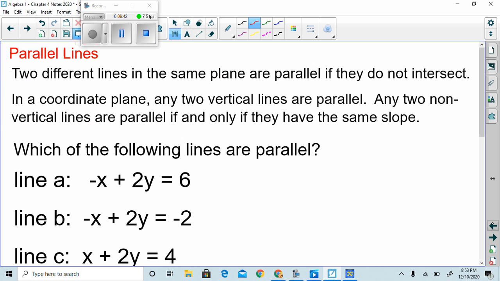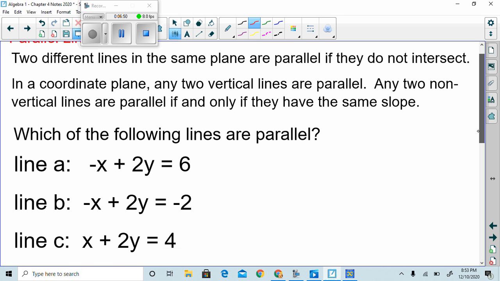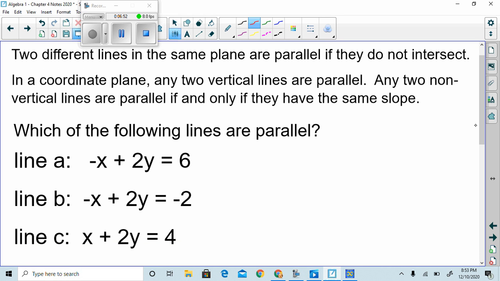And when we're asked to compare, there'll be times when the lines are not in slope-intercept form. Rewriting is the way we'll be able to identify the slope easily. Let's start by rewriting each of these equations. I'll have 2y equals x plus 6. Divide by 2, and I'll have y equals 1/2 x plus 3. Slope there is 1/2.